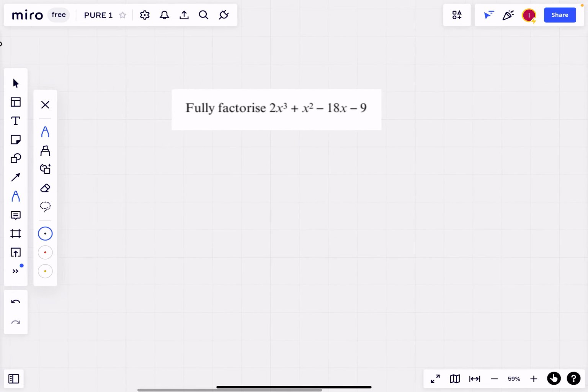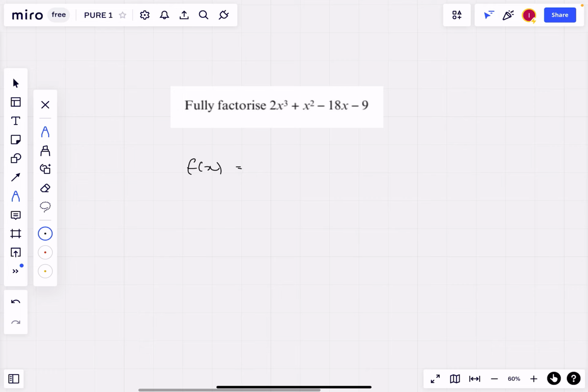So let's apply that to this case. Your function is 2x cubed plus x squared minus 18x minus 9. In this case, they haven't told you what a potential factor could be. You need to work it out. This is going to take a bit of trial and error.